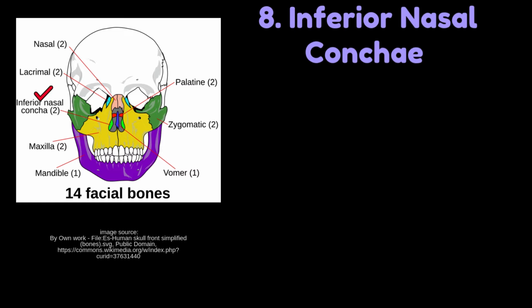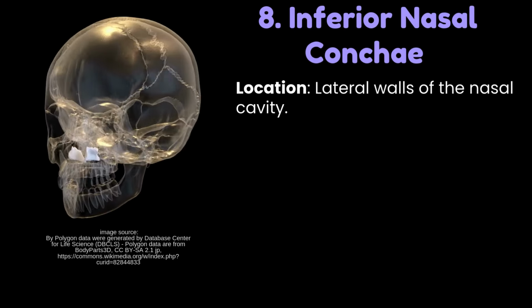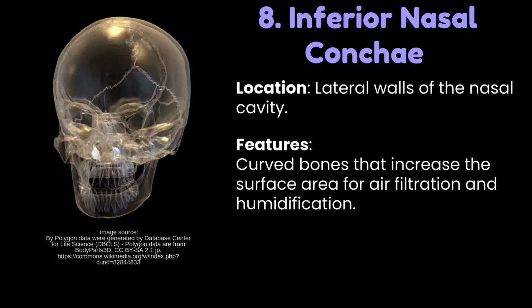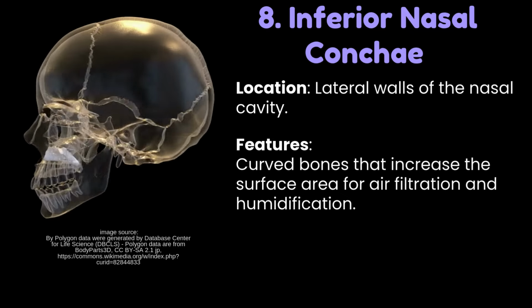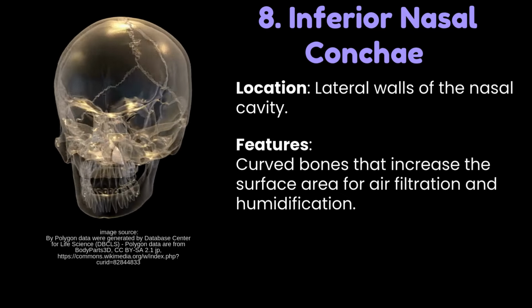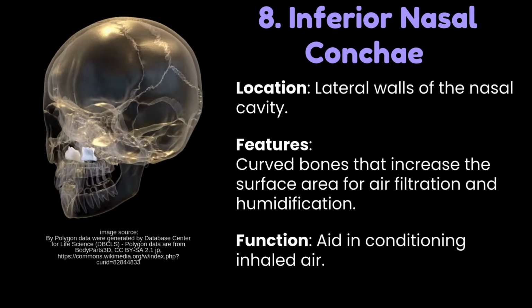Number 8. Inferior nasal concha. They form the lateral walls of the nasal cavity. These are curved bones, that increase the surface area for air filtration and humidification. They aid in conditioning inhaled air.